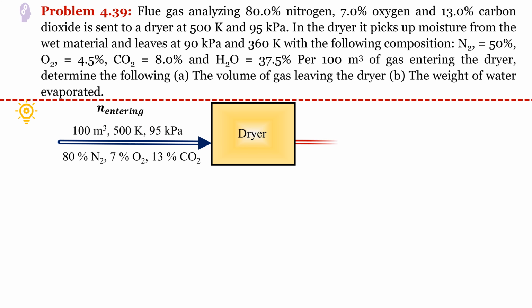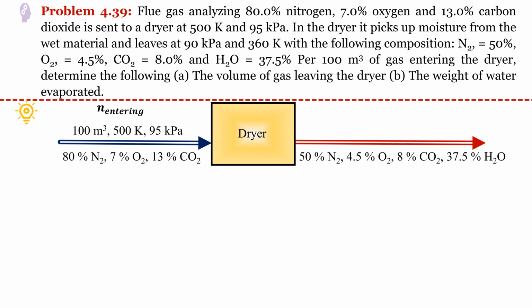into the dryer. Now write the exit conditions. At exit conditions, composition of N2, O2, CO2 and H2O are given, and gas is leaving at 360 Kelvin and 90 kilopascal. And total moles of leaving gas we are assuming as N leaving. Now we can easily do the calculation.